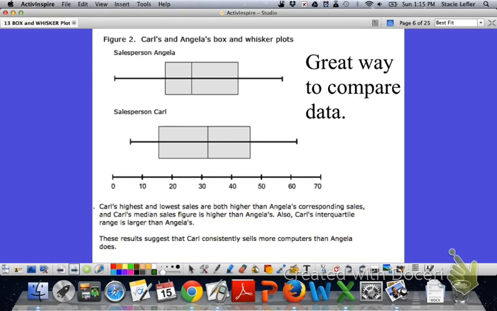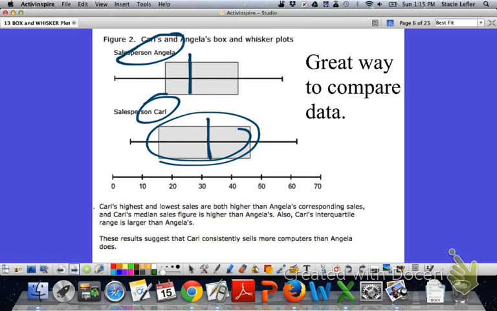One of the many benefits of a box and whisker plot is that you can compare data. Like here, salesperson Angela to salesperson Carl, and you can see how the data compares. Like the median for Carl is higher than the median for Angela. His interquartile range, you can compare them. You compare the extremes for each person. So it looks like Carl consistently sells more computers than Angela does.